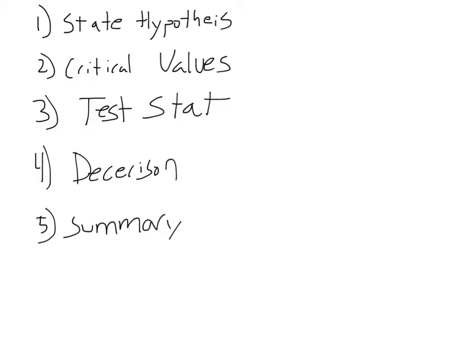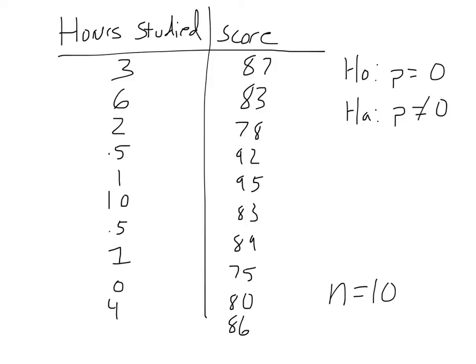So we're going to be running a linear regression test, and these are the 5 steps we'll be going through: state the hypothesis, find the critical values, figure out the test statistic, make a decision, and state the summary from the decision we have made. So this is the information we're going to use.